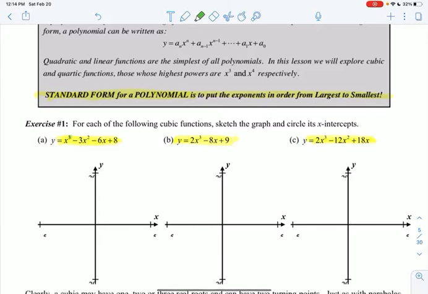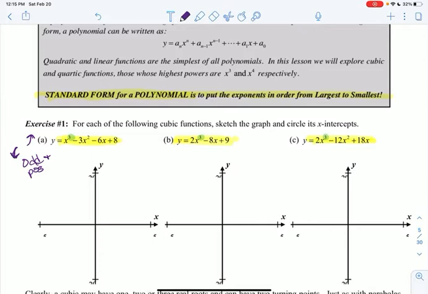The highest exponent is first, and I want you to see that all of these have an exponent of 3, so that is my highest exponent. So they're all odd. And remember, with odd functions, one end is going in one direction and the other end is going in the other direction. These are also all odd and positive, so to the left they will be going down towards negative infinity, and to the right they will be going up towards positive infinity.